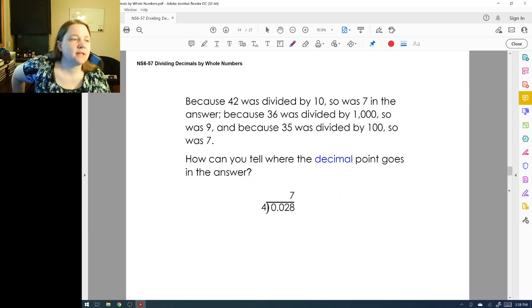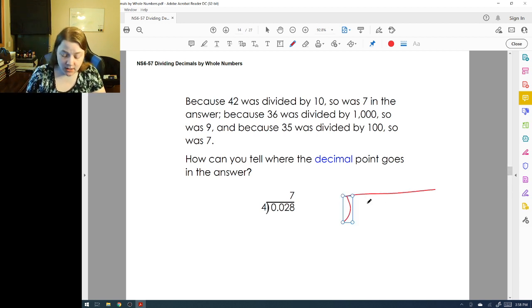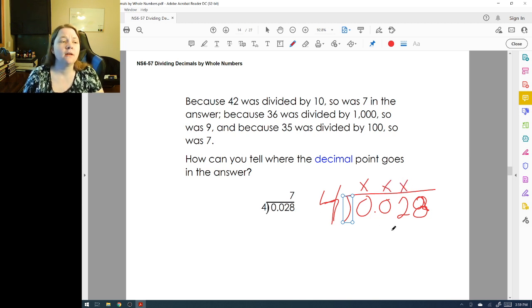So, let's take a look at this division problem. We have 0.028 divided by 4. And when I divide this number by 4, can 4 go into 0? No. Can 4 go into 0? No. Can 4 go into 2? No. Can 4 go into 28? Sure. 4 times 7 is 28. So I'm going to put a 7 here. And then I'm going to move my decimal straight up.